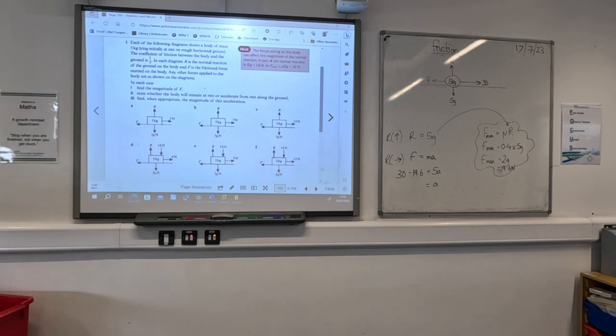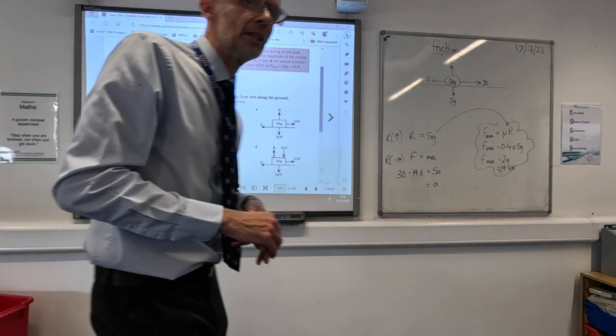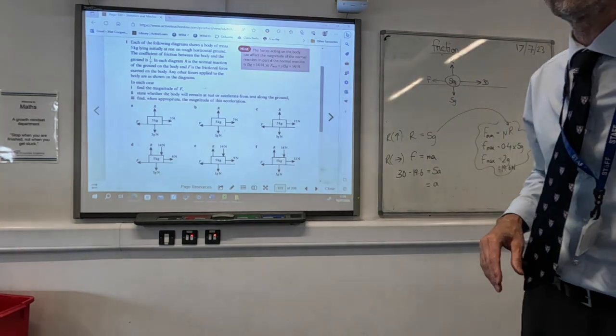So your value for F will either be exactly the same as the force acting in the opposite direction, or it will be its limiting value. Yes? Yes, Kushka.